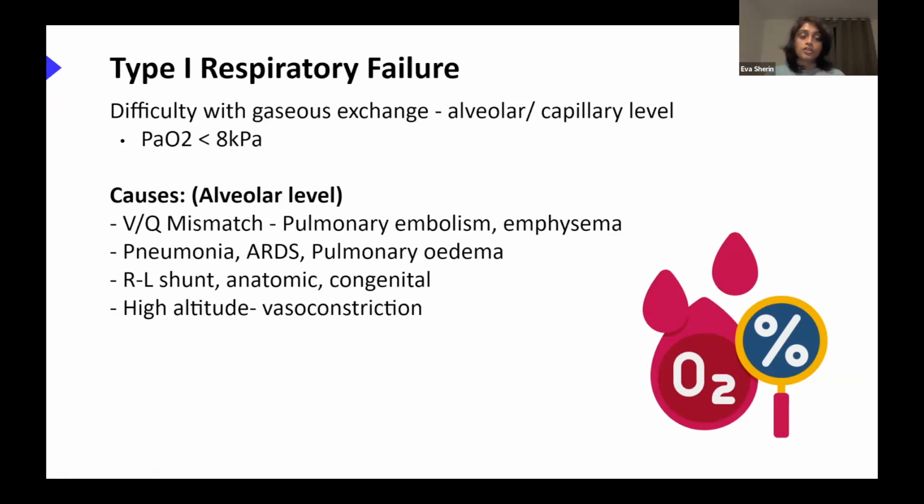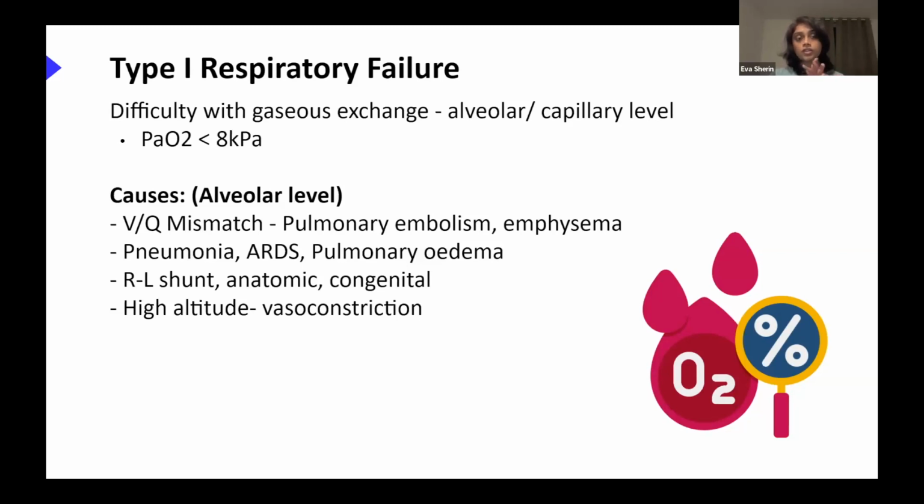So ventilation perfusion mismatch is the most common cause for type 1 respiratory failure. So we've got pulmonary embolism, emphysema, pneumonia, ARDS, pulmonary edema, right-left shunt, which could be both anatomic and congenital, and high altitude. I'll go into the details of each of these.